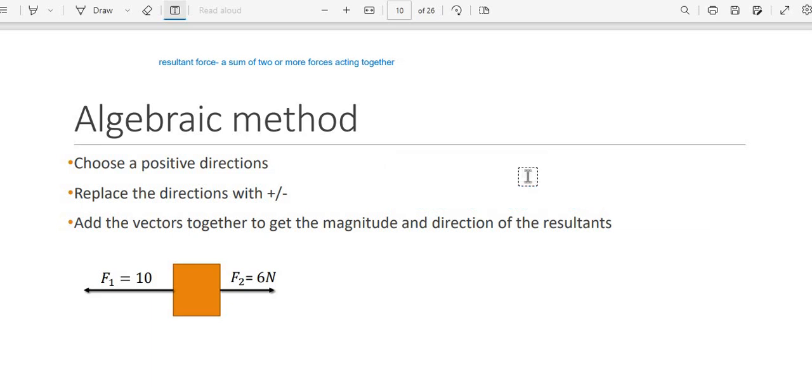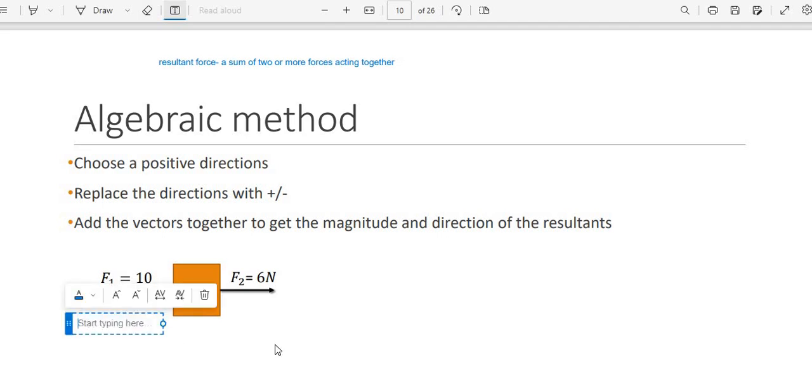Okay, so if you want to use the algebraic method, step number one, you need to pick a positive direction. And from the directions that you're going to be having, you're going to replace those directions with positives or negatives, depending on what you chose as your positive direction. And then you are just going to add the vectors together as the definition of resultant vector suggests. So let us look at the two vectors that we have.